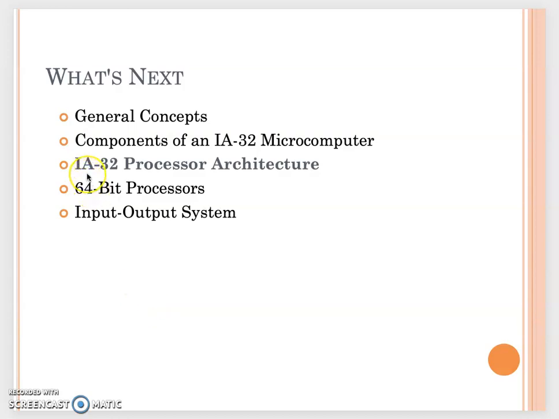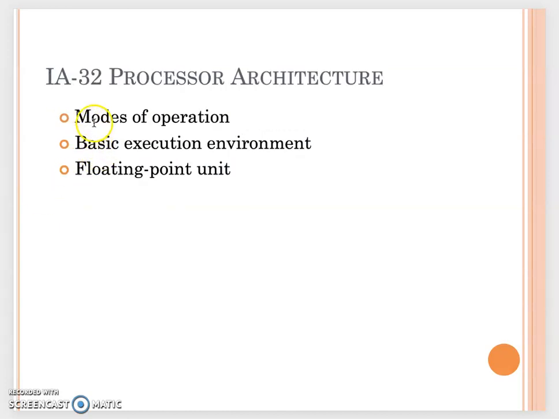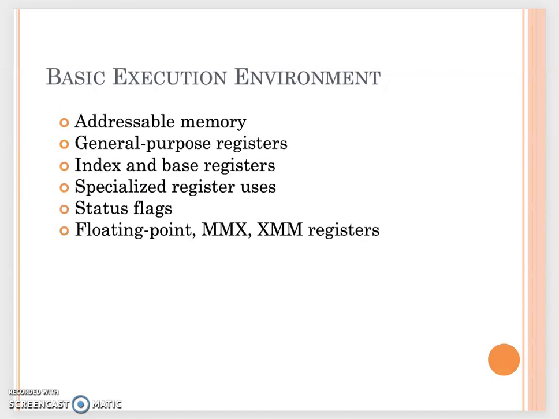In the next two videos, we will talk about the Intel Architecture 32 processor. We already introduced the modes of operation. In this video, we will talk about the basic execution environment. In the next video, we will introduce the floating point unit. So what is in the basic execution environment?